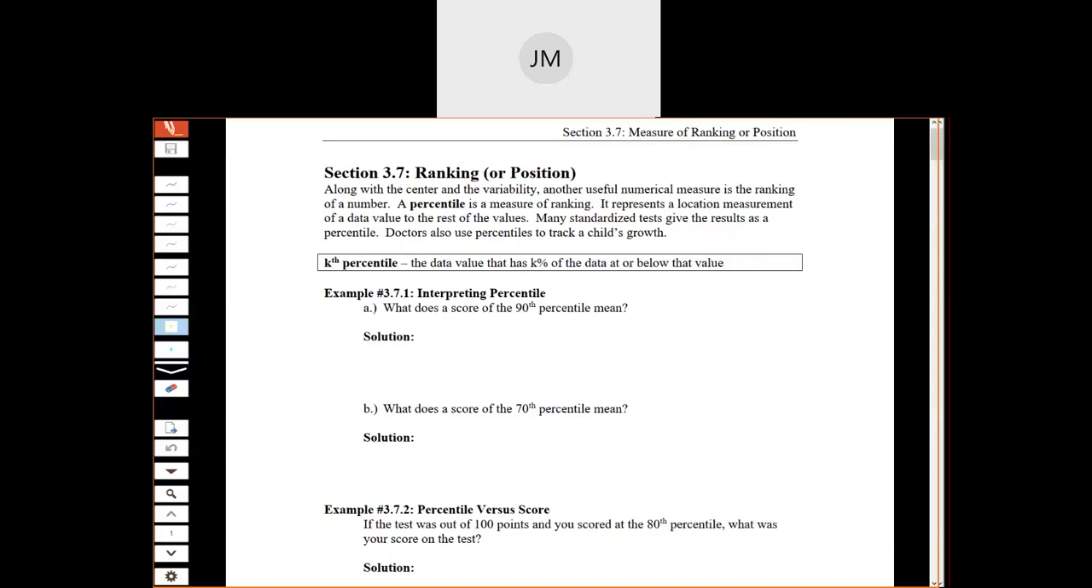What we're going to look at today is ranking or position. That's going to tell us where data points are within a data set, like where are the data points relative to all of the other data points. Okay, so that's what we're going to do today. And the first thing we're going to look at is something called percentile.